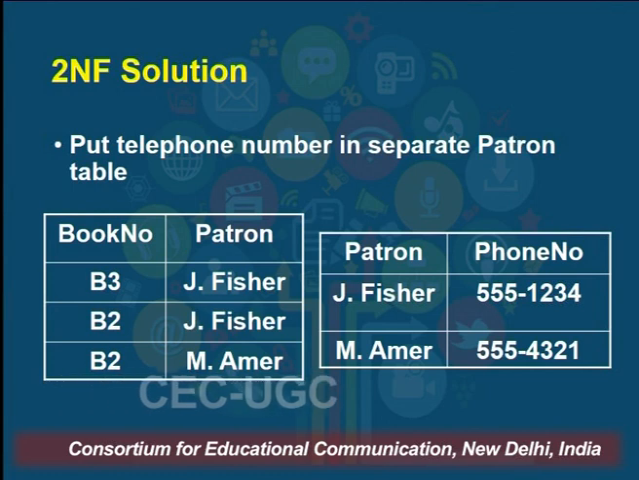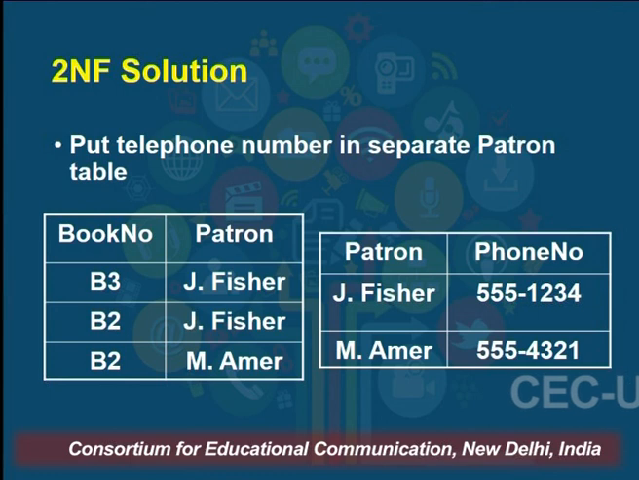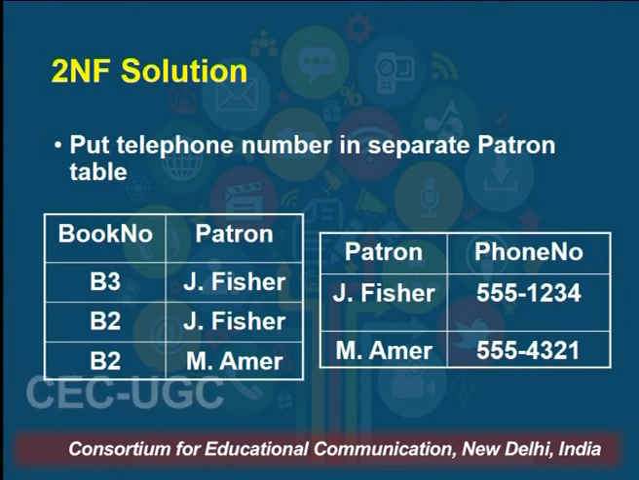So, here we have book number B3 which is being requested by J Fisher, then we have book number B2 which is being requested by J Fisher again, and B2 is also requested by M Amir. When we have split this table into two, we have put the telephone number into a separate patron table, in which the name of the patron is there and the phone number is there.